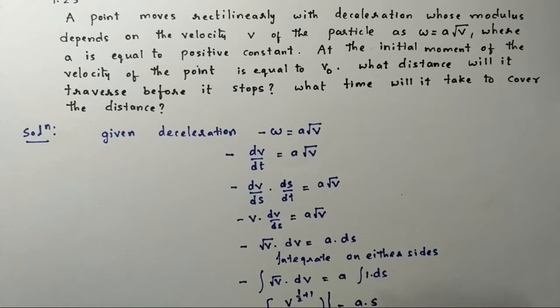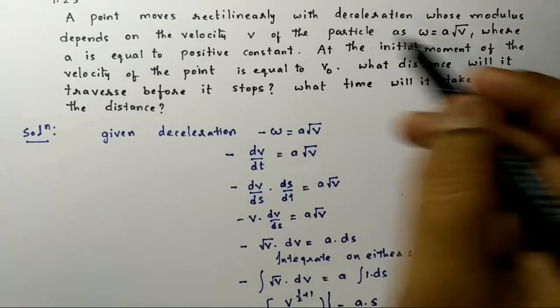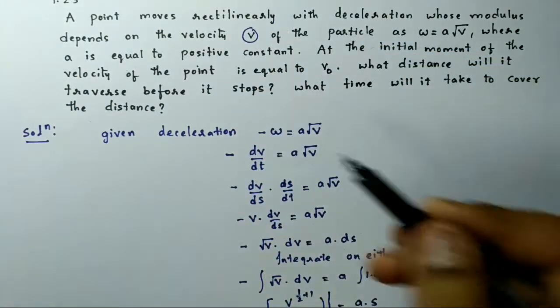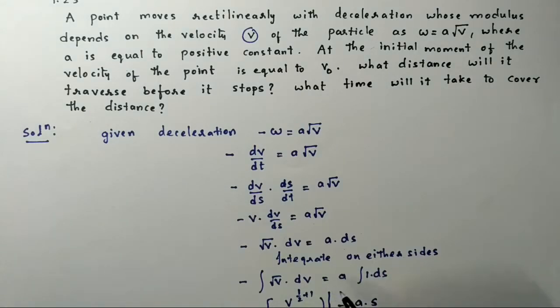And we know the limitations. Velocity varies from the initial velocity v naught, to the final velocity 0 as it comes to rest, and the displacement, the limitation, s is equal to 0 to s. So when you substitute the limitations, we get s is equal to 2 by 3a v naught into 3 by 2.